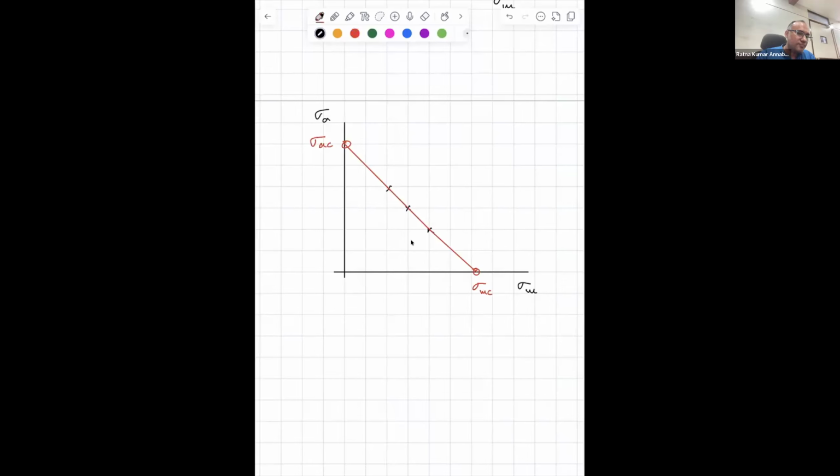What is the equation of this line? y equal to mx plus c, something like that. There is another form of the equation if I know the x-intercept and y-intercept: x by a plus y by b equal to 1. Do you remember this? Yes, sir. a is the x-intercept, b is the y-intercept. So what can I write?